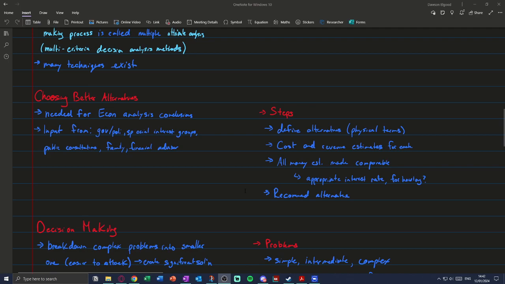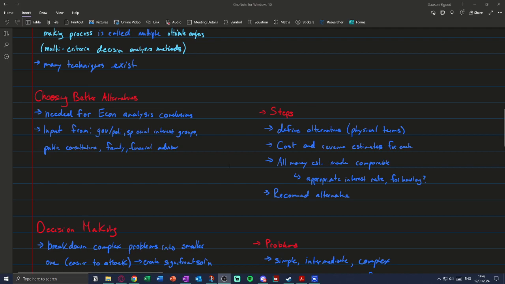You can't just kind of say, well, I don't know. See, the whole point of having the economic analysis is that you put your recommendation forward as opposed to just, I don't know, you do with the numbers with your will. As someone who's doing engineering economics, that is your job to put the foot forward and say, hey, I think this is the best path forward. So when you're going through these analyses, you're going to have input from the government, politicians, special interest groups, public consultations, family, financial advisors, and so on.